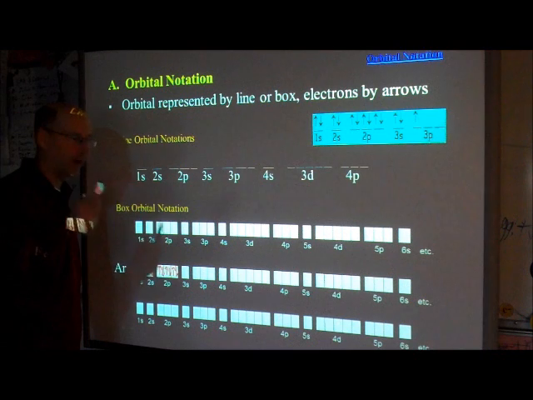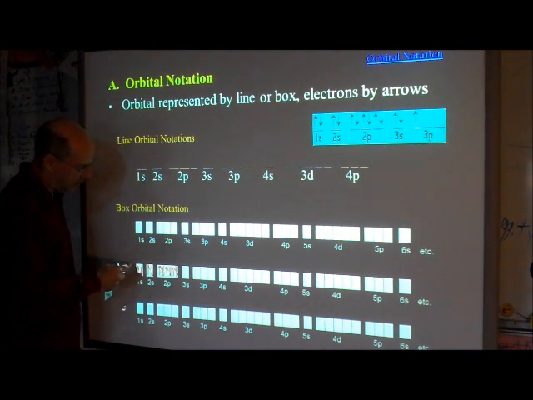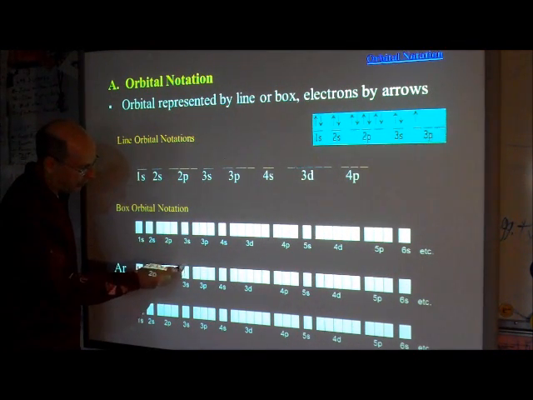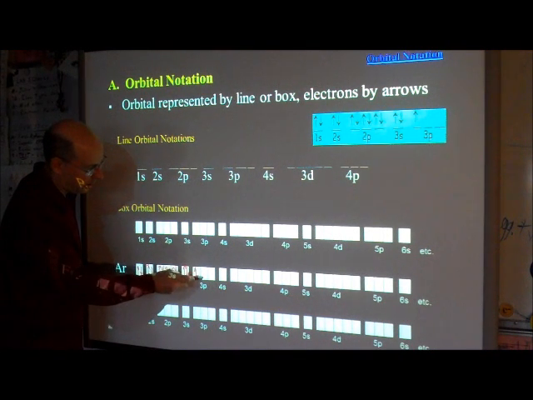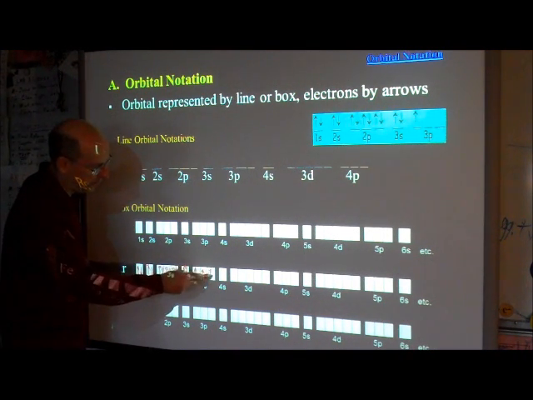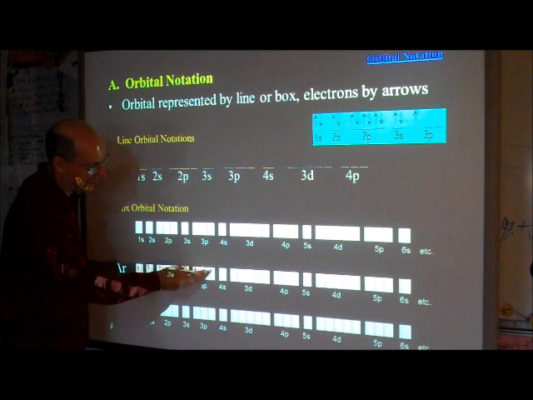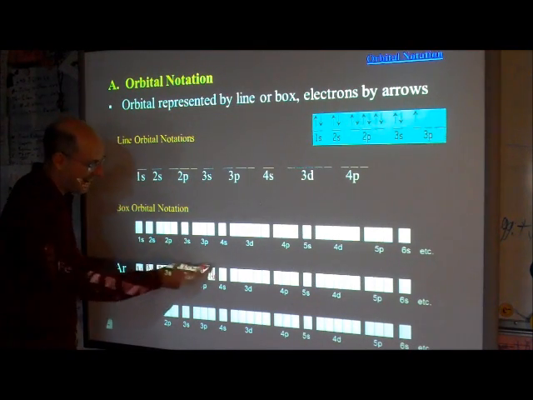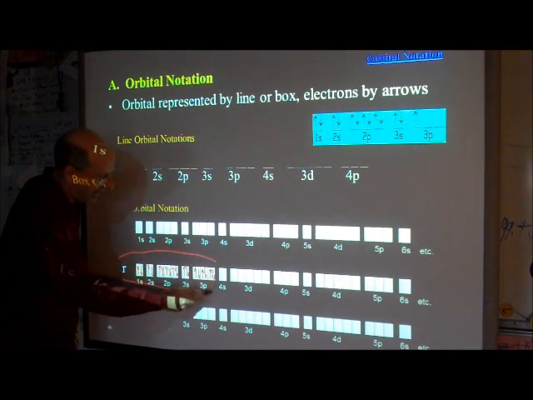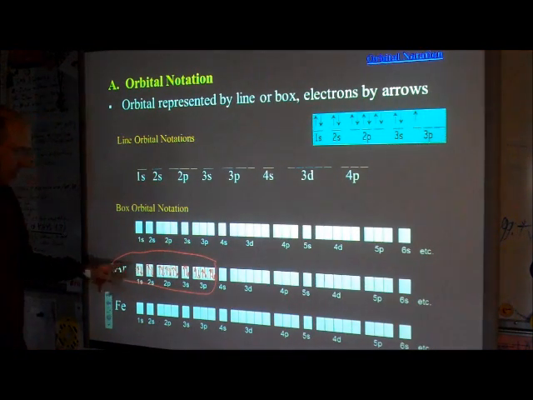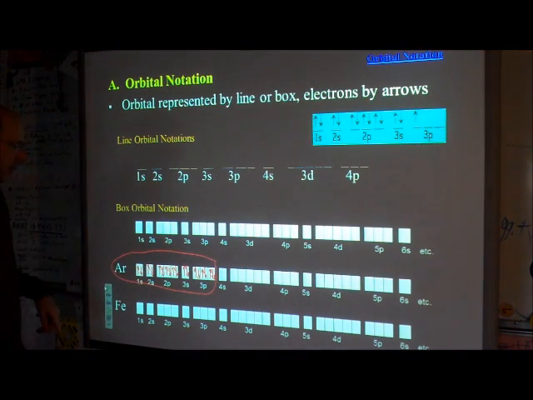We need 8 more. We have to stop at 18. So 2, 4, 6, 8, 10, 11, 12, up 13, up 14, up 15, down 16, down 17, down 18, stop. 18 electrons. That, my dears, is the electron configuration for argon.